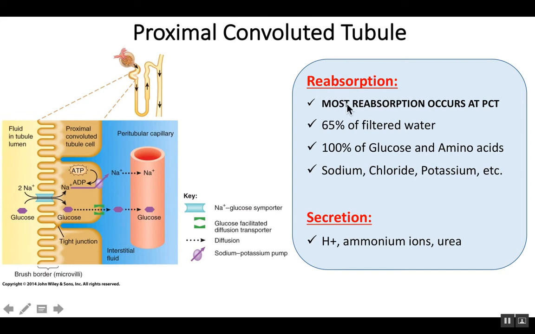It's known for most of the reabsorption. That includes 65% of the water that gets filtered, which gets reabsorbed right away at the PCT. Glucose and amino acids get completely reabsorbed at the PCT.